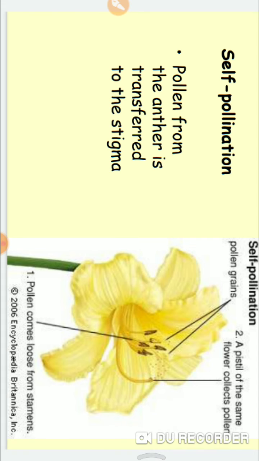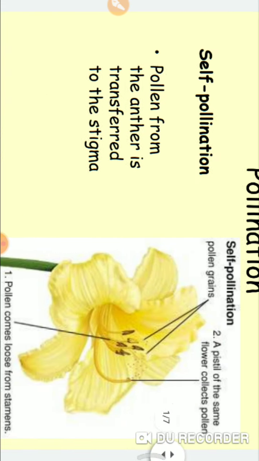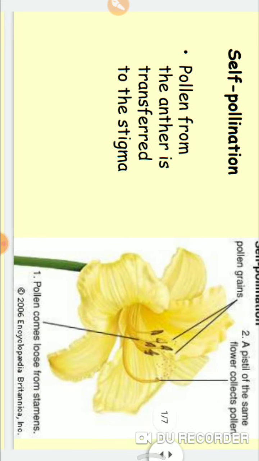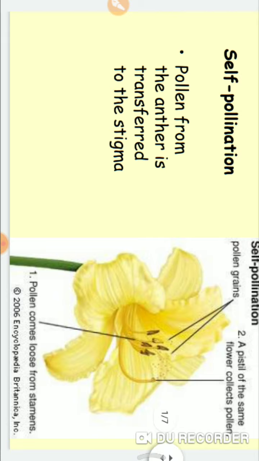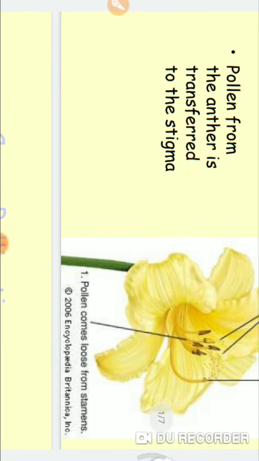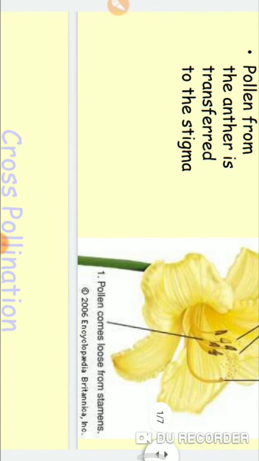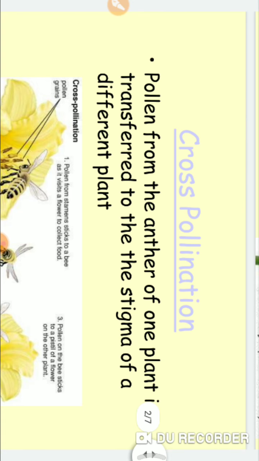of the same plant. In self-pollination, the offspring that form will be genetically of the same parent. They'll be very much similar. There will be no genetic variations seen in the offspring if you compare them with the parents. I will now see cross-pollination.